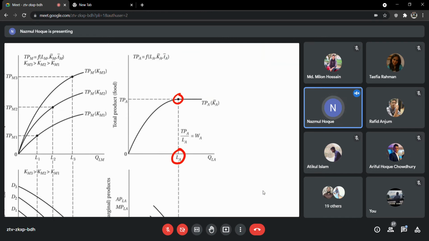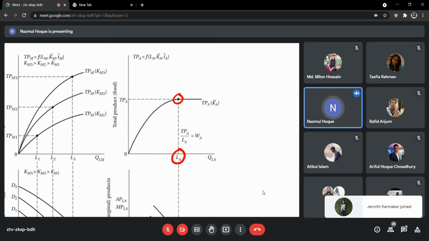So the figure that you see, I have put some marks on the right side, the total product function. In the agricultural sector, output keeps rising till LA amount of labor employed in the agricultural sector. That means marginal product up to LA is positive.